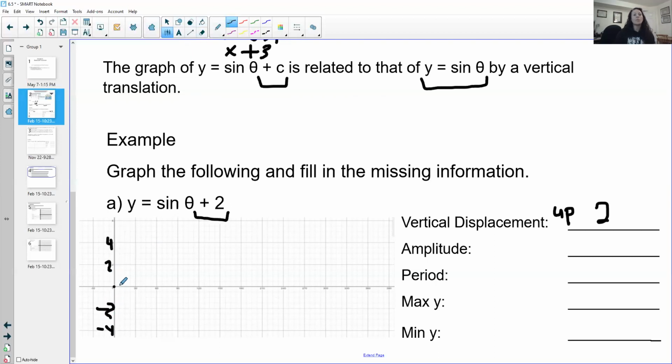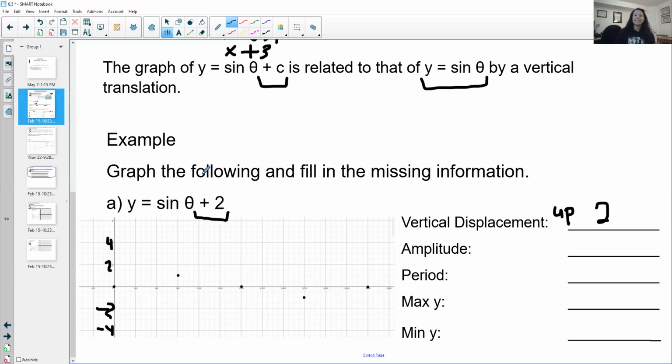Okay, so I have a point at 0, 0, and then I have a point at 90 and 1. That would be right there. I have a point at 180 and 0, a point at 270 and -1, and a point at 360 and 0. Okay, those are the points you had to memorize. You should know you're going to get a pretty curve. Don't draw me zigzags, they're pretty curves. So this is essentially what our basic sine function would look like.